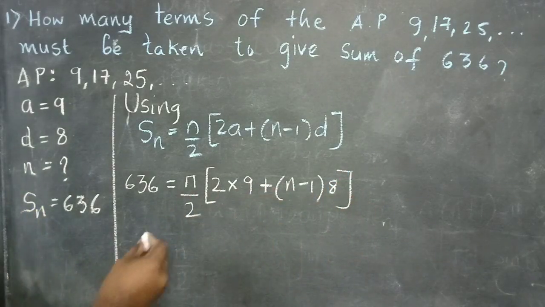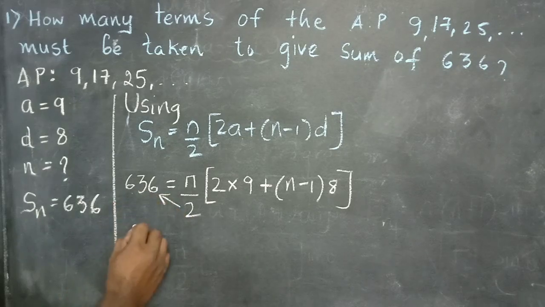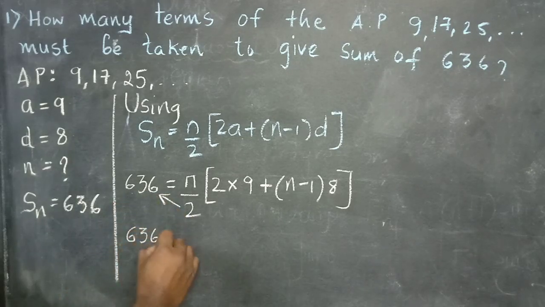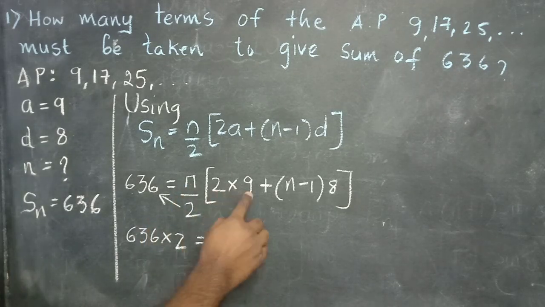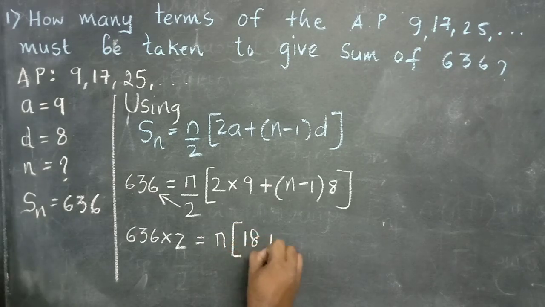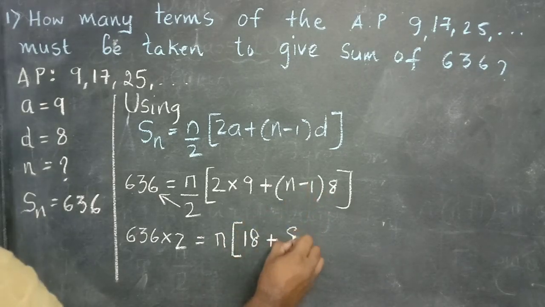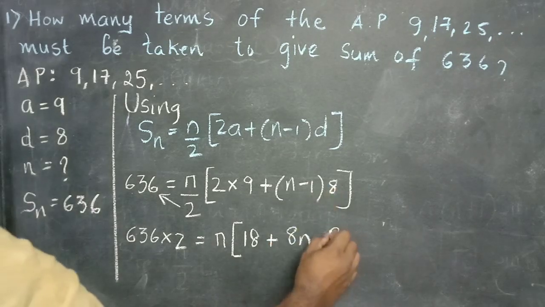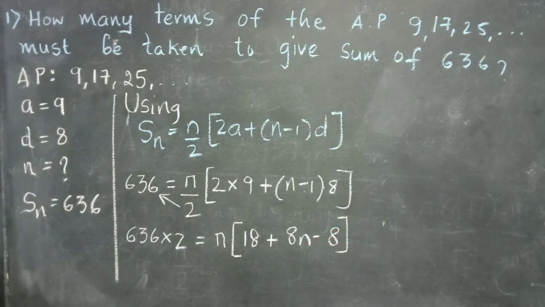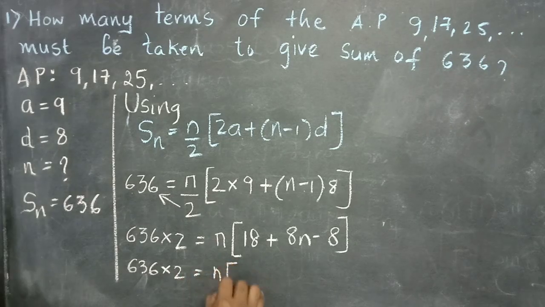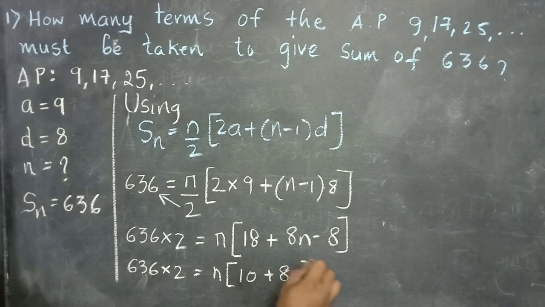Now we should simplify this. Now cross multiplication: 636 into 2 is equal to n into 2 times 9 is 18 plus 8 into n is 8n, then 8 ones are 8, plus into minus minus. Now what we get is 636 into 2 equals n into 18 minus 8 is 10 plus 8n.